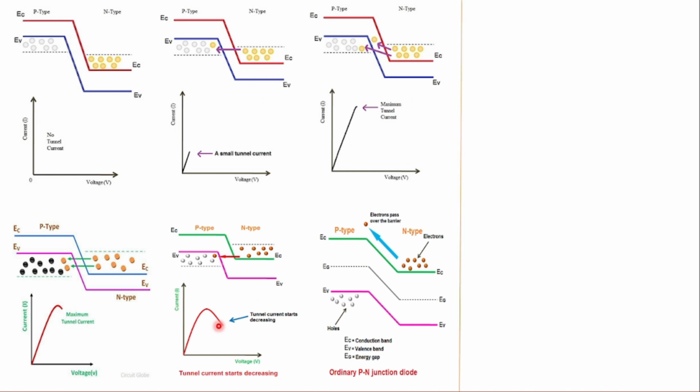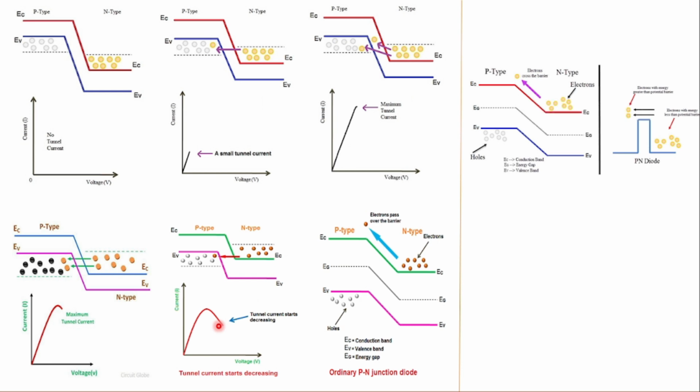So to glance over it, if it is a normal PN junction diode, we can say the charge carriers which are having the potential greater than the potential barrier can easily pass, whereas which are having lesser potential than the barrier, they are not going to overcome the barrier.